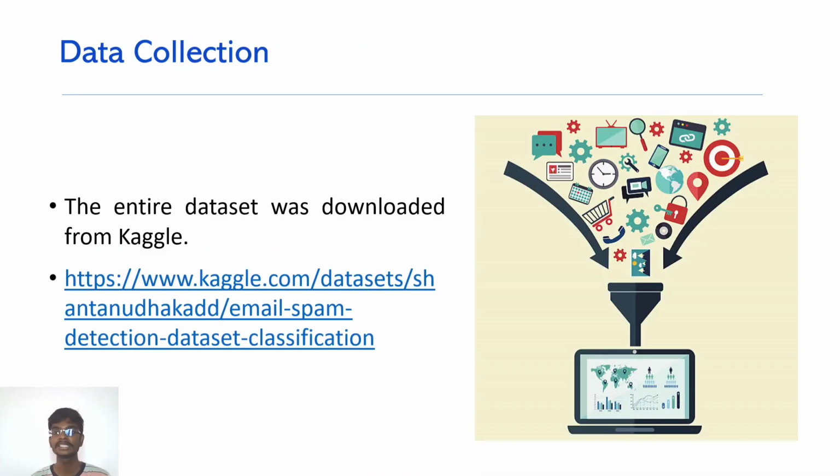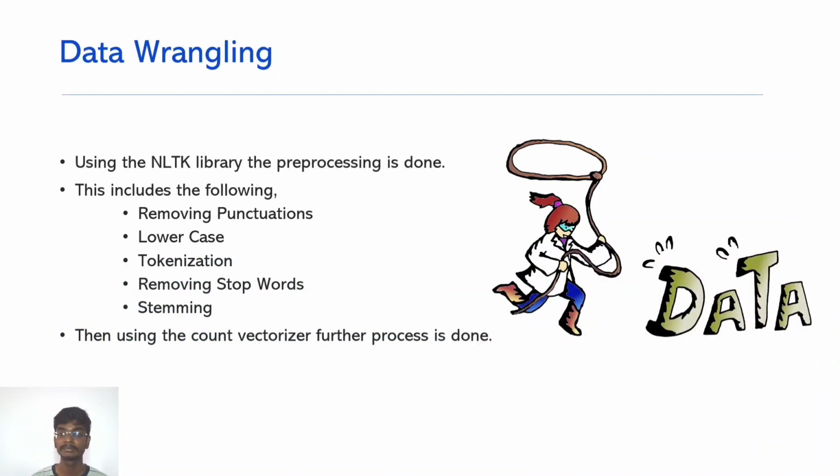So then let's see the methodology. First, data collection. Here the entire dataset has been collected from Kaggle, as I said earlier. Here is a link, you can check it out. Then the data wrangling process, which is also called data pre-processing, or processing the data for analysis, for applying machine learning algorithms, or for normalizing the data. Analytical techniques like stemming, TF-IDF, vectorizing, and so on have been used here.